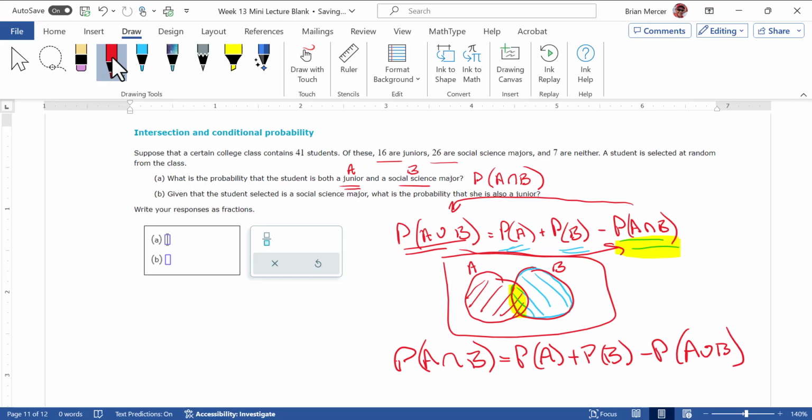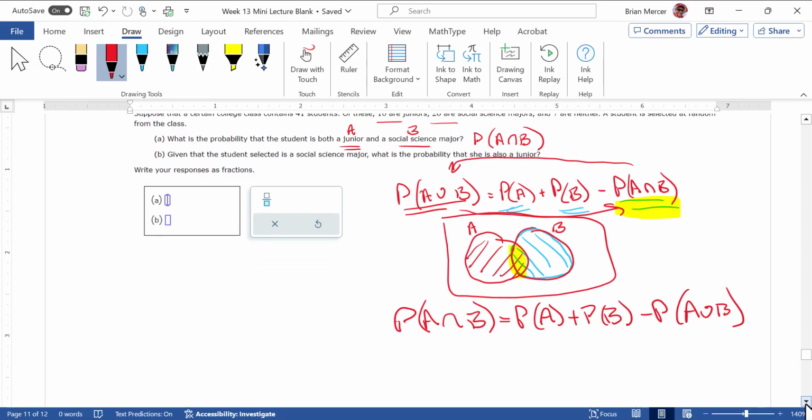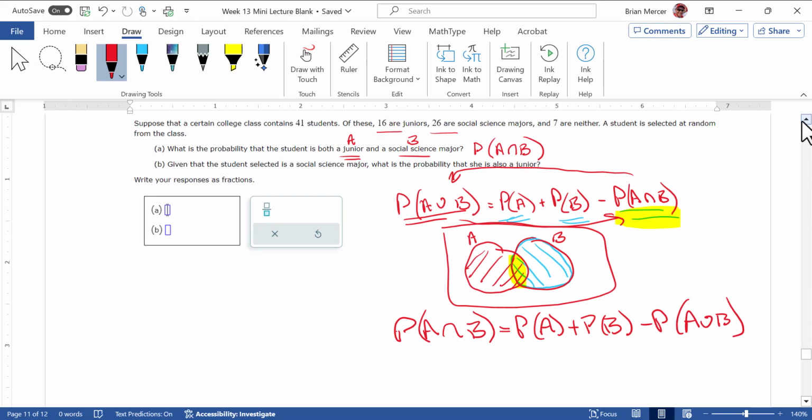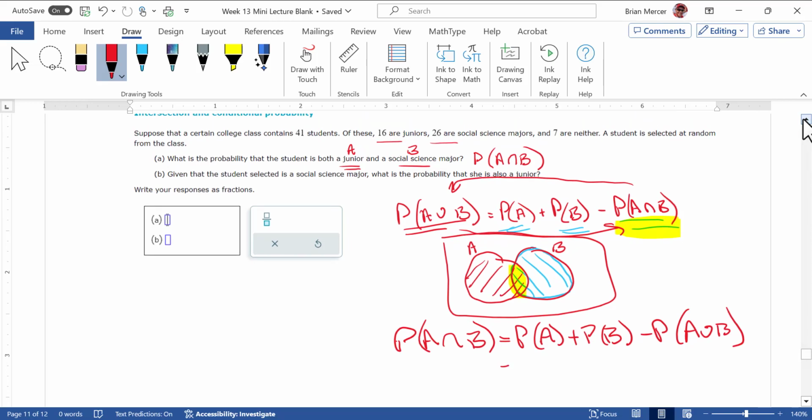And so you look at this and say, I'll just write underneath here to make it stay a little bit concise. A is being a junior, so that's 16 out of 41. Plus probability of B, that's social science major, so that's 26 out of 41. And then I need to know the probability of the union, but it says 7 are neither.